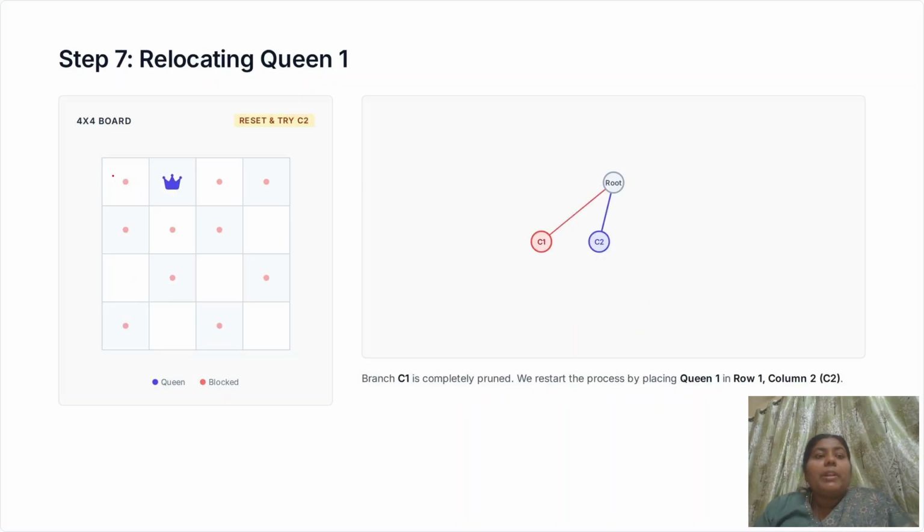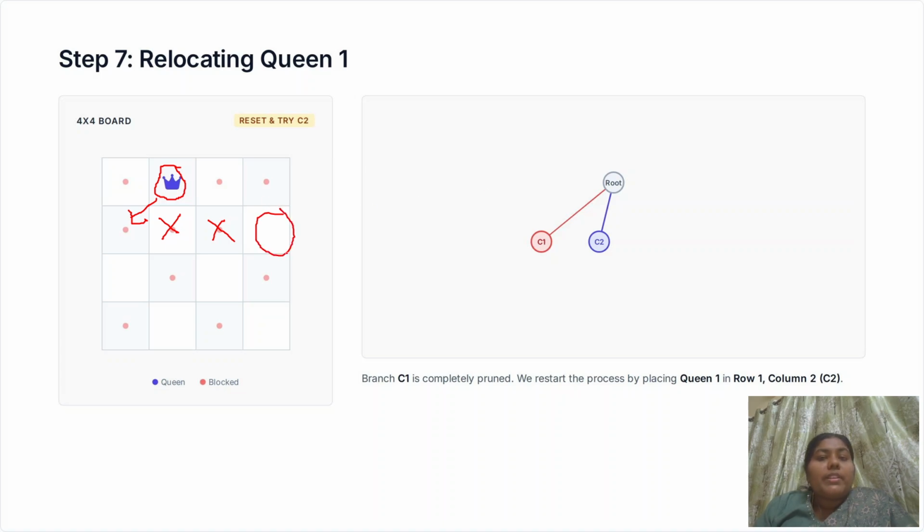So now instead of placing the Q on the first row, first column, I'm just going to place the Q on the first row, second column. I'm just going to take some choices here. I'm not able to place the second Q on the second row, first column. Here also it is not possible. In this also it is not possible, but I am just able to place the Q here.